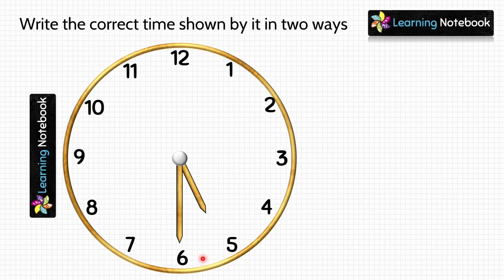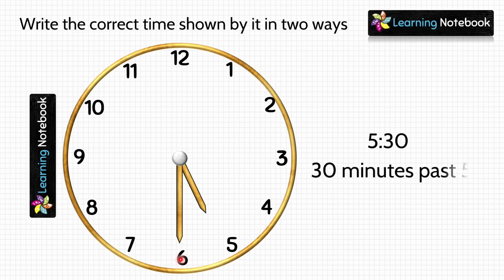Now let's see the next clock. Here our hour hand is between 5 and 6. So hour is 5 and minute hand is at 6. So how many minutes have passed? Yes, 30 minutes have passed. So we'll say the time is 5:30 or 30 minutes past 5. We can also call this time 5:30.